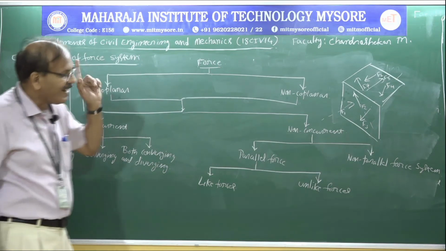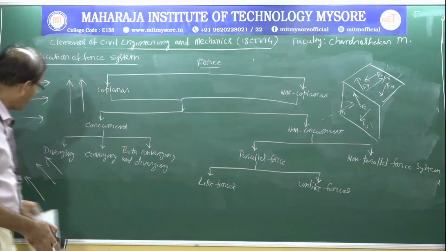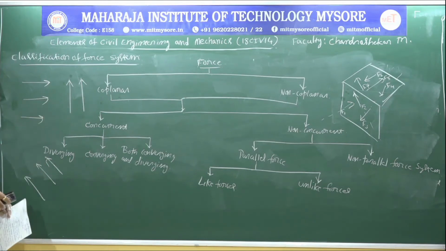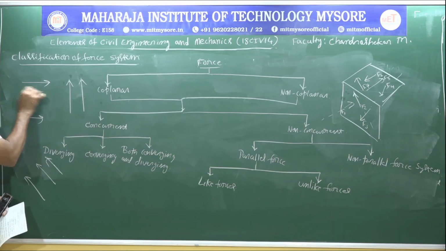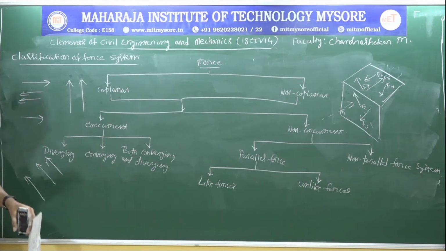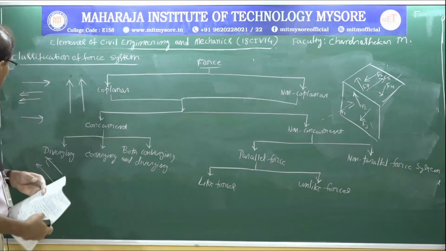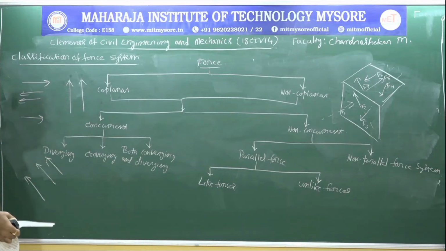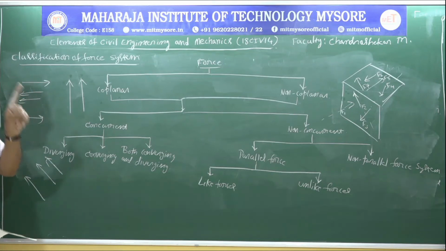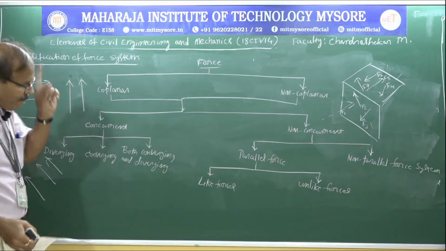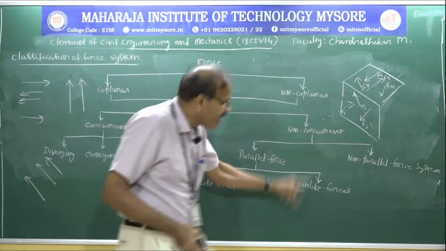Then what are unlike parallel forces? Again, if I take these three forces, where one or more forces are acting in different directions, these two are acting towards the right, these two are acting towards the left, then it is a coplanar, non-concurrent, parallel, unlike force system.